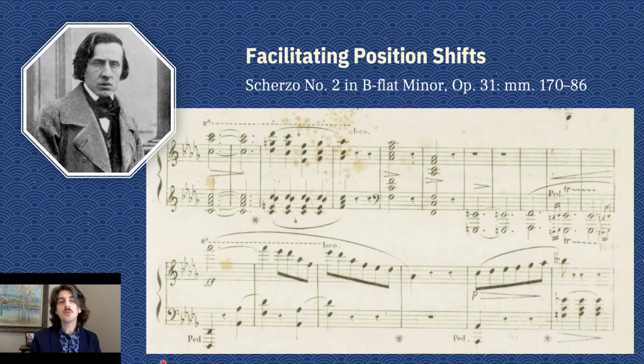Next, we have an example where Chopin suggested a redistribution to facilitate position shifts. This is from the scherzo in B-flat minor. Right here, the left hand and right hand are both trilling, but then the right hand has to leap over 5 octaves to this high F. So Chopin drew this little brace here and wrote MG, meaning left hand, so the left hand can play those 2 grace notes as an octave, giving the right hand extra time to move up.